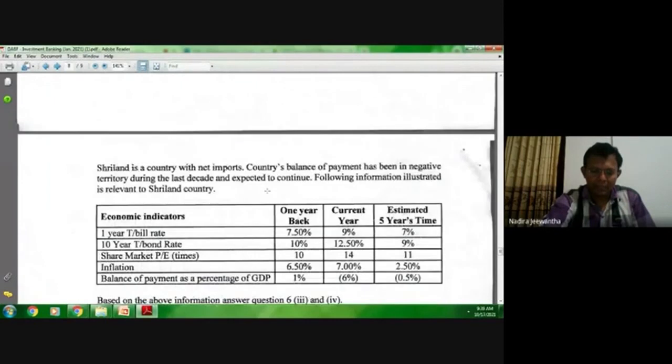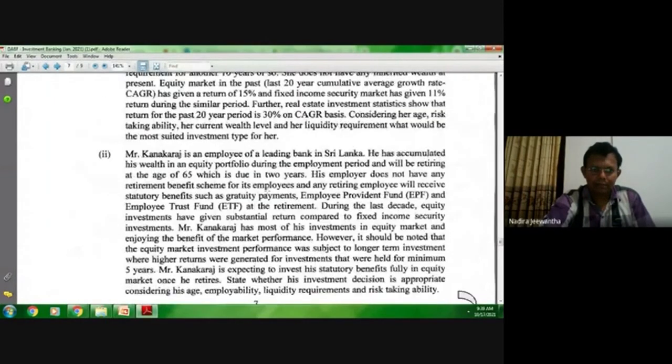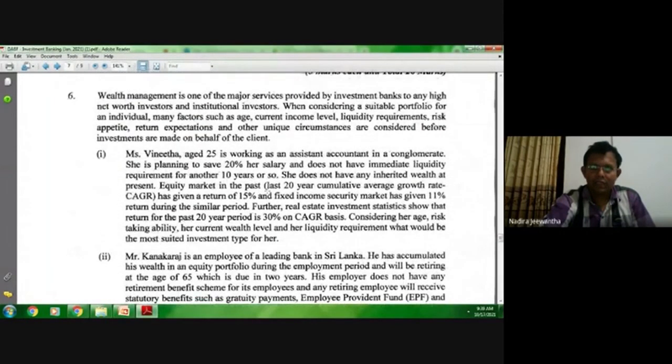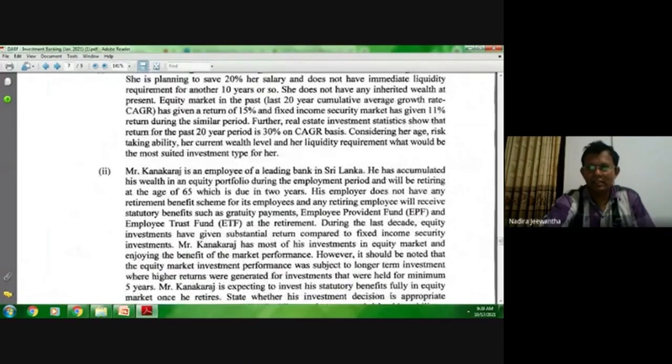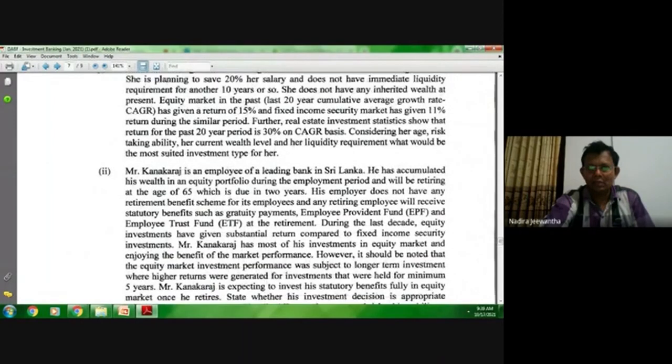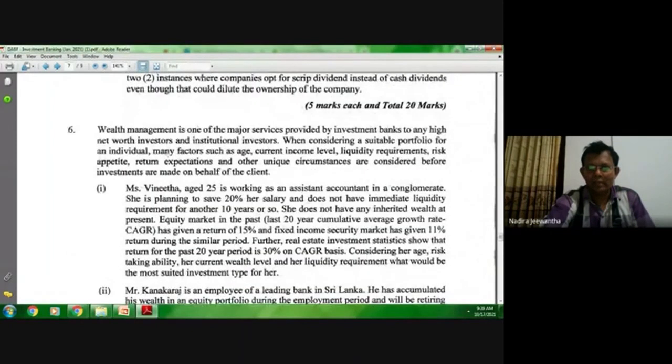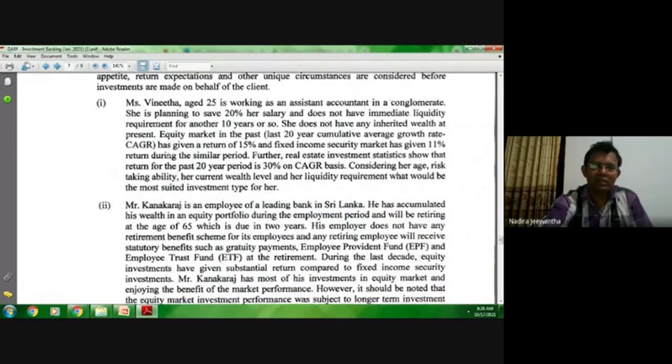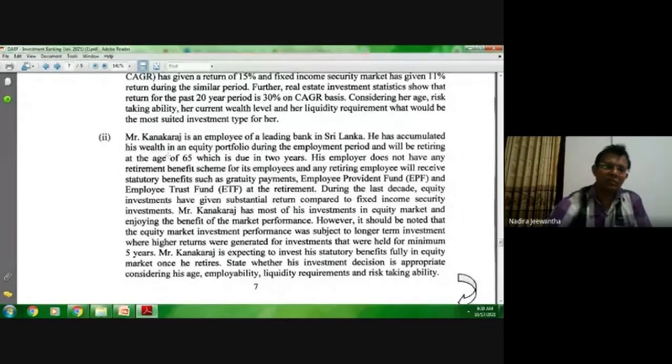Question number 6. Now see the text of this particular question. Question number 6. This is your latest exam. Latest exam question number 6. Now see the second question. The length of this particular question.